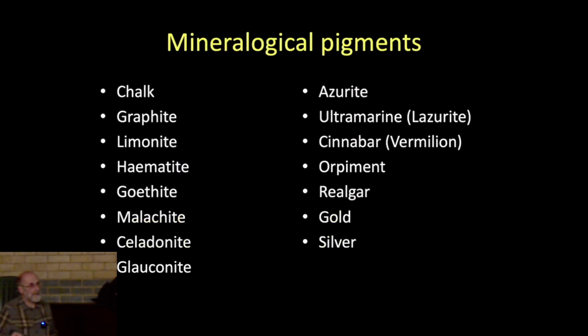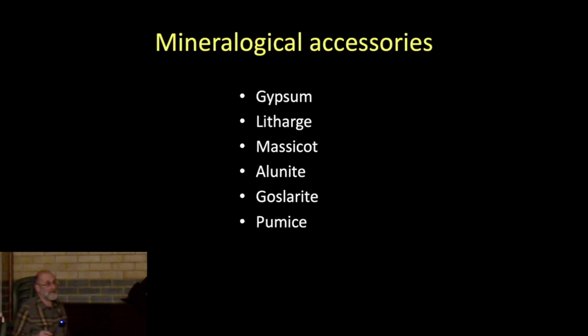So what we've seen this evening then is the use of a whole range of mineralogical pigments: chalk, graphite, limonite, hematite, goethite, malachite, celadonite, glauconite, azurite, lazurite, vermilion, orpiment, realgar, gold and silver, plus a few others as accessories: gypsum to give you the gesso in order to act as a ground for the paint to come on, and then drying agents: litharge, massicot, allanite, goslarite and pumice.